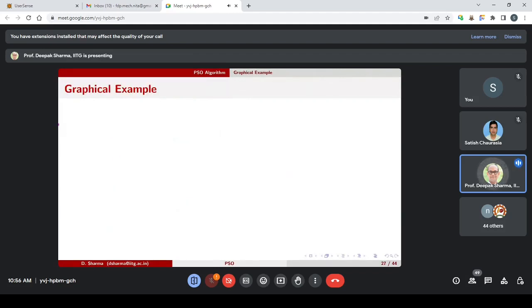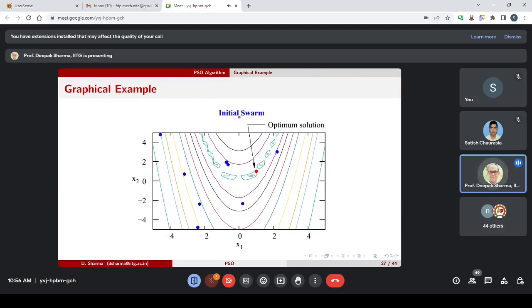Right. So let us see the same thing as a graphical example. This was the initial swarm. I have taken the same example, same solution, so that we can understand graphically what is happening. So this is the optimum solution which I am representing with the help of this red dot. And these blue dots are the solutions in the initial swarm, the 8 solutions which we have considered.